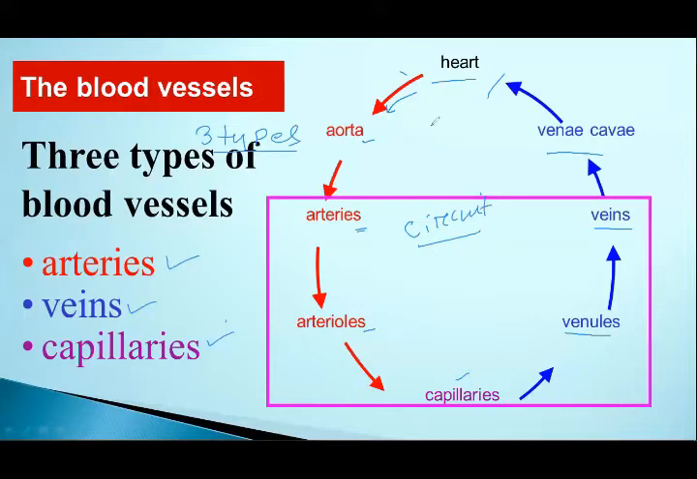So where did you start from? Heart. And where did you come and end? Back to heart. So you have completed one cycle. Okay, so how many blood vessels are making the whole of the story possible? Here you have the arteries. Let's understand about them.